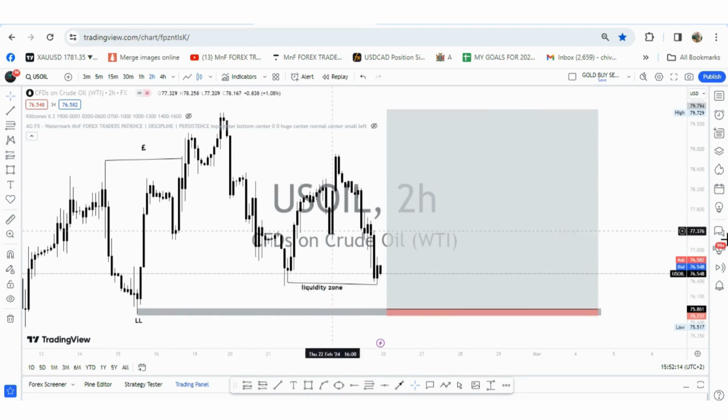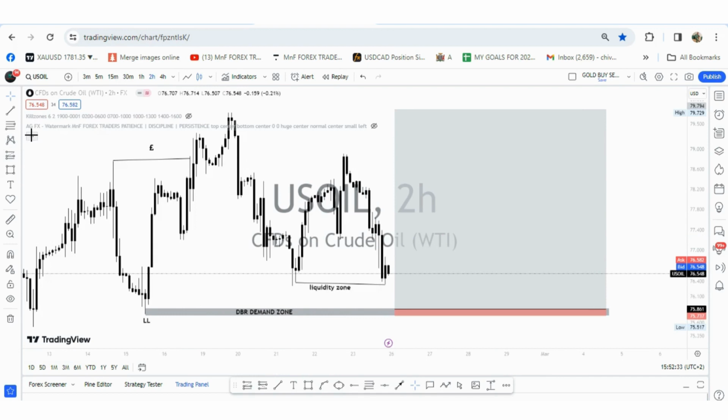So this particular one will be that particular setup right here. So we have a drop base rally demand zone right here. Okay, we just label that. It's very important for you to be able to label your zones so that you know exactly what you're looking at when the market actually comes to your area.